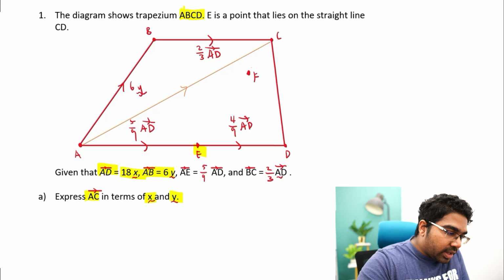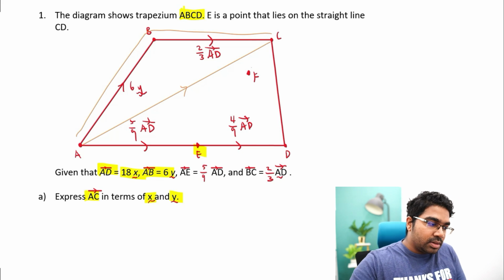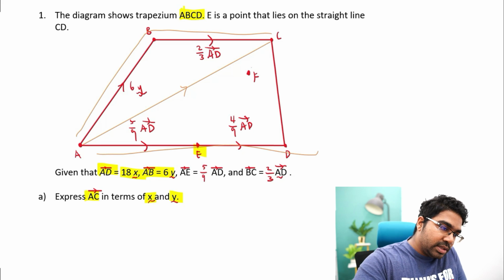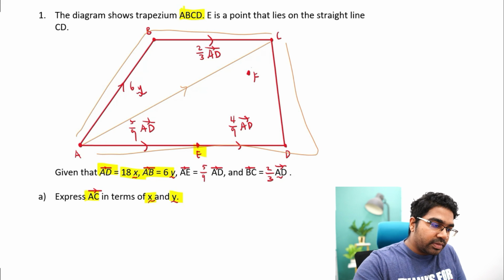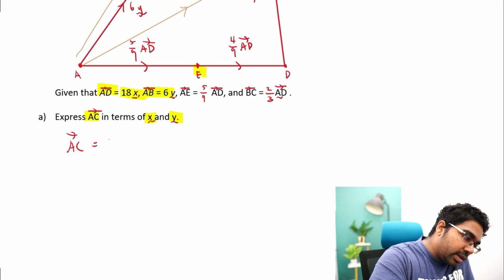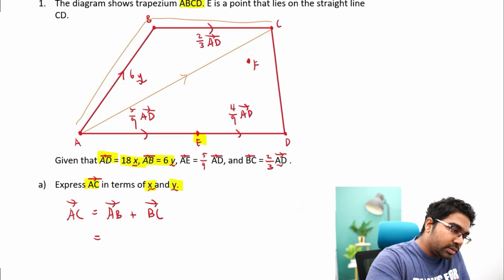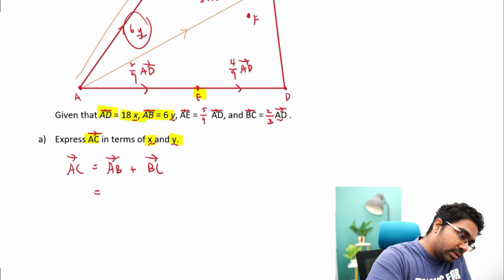So when we are looking for AC, we can use AB, BC. Or you could have used AD, DC. But in this case, we don't have any values for AD or DC. So we're going to use AC is equals to AB plus BC. So AB, we have 6y. That is 6y plus BC.